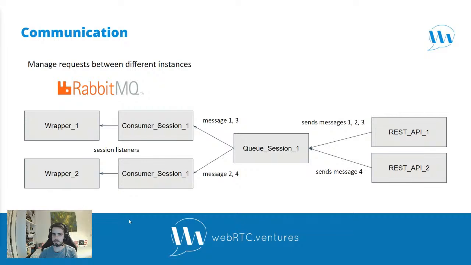And we were using RabbitMQ for the communication, which already allows us to consume messages only once, even if there are multiple consumers of the same queue. So for example, the clients are sending messages to the REST APIs, and those messages are being sent to the session queue, and the messages would be consumed by the wrapper's listeners, and not a single message would be consumed twice. And later I will explain how we set up those session listeners for the wrappers.